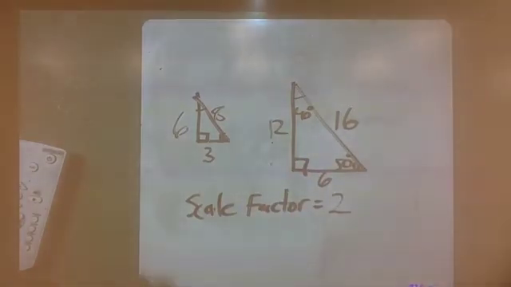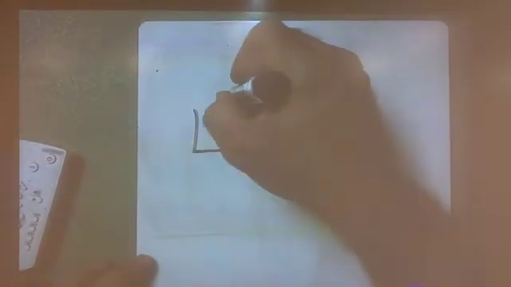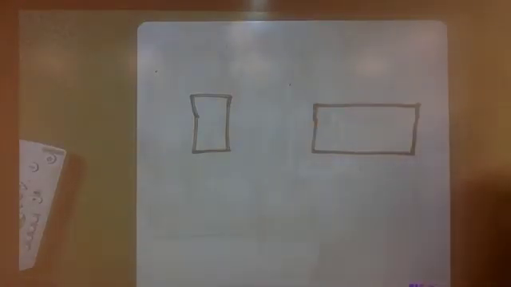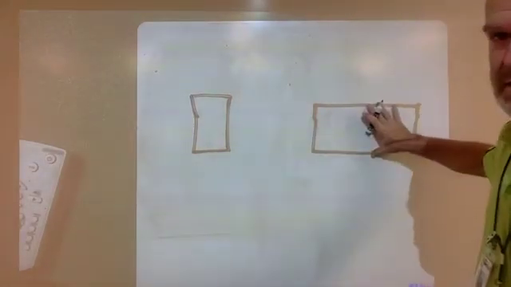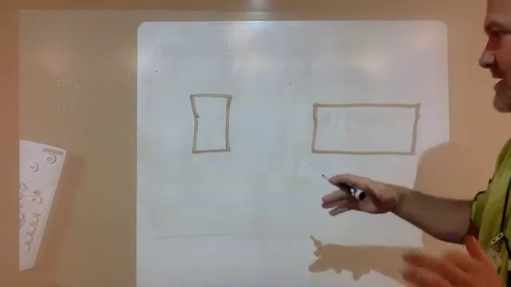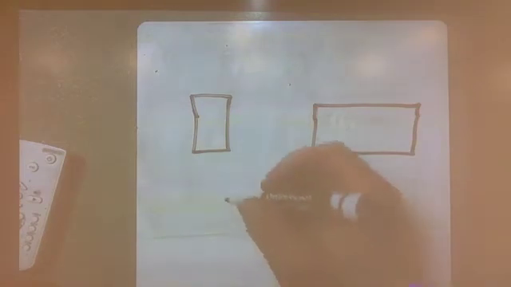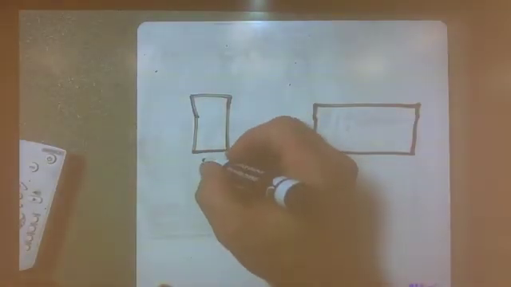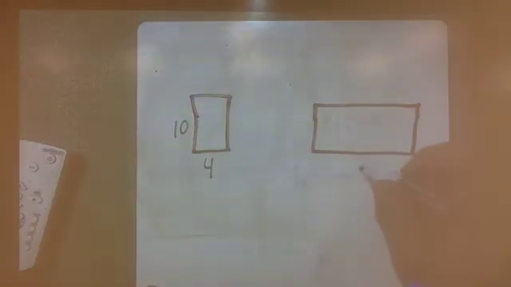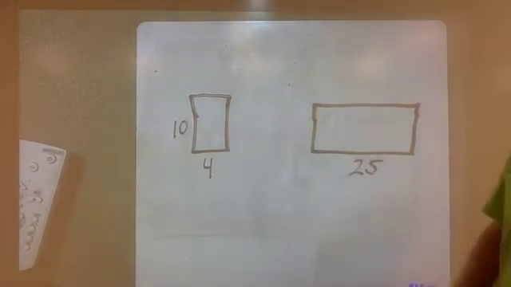Sometimes it's a little tougher when they don't give you the scale factor. They might give you something like this, a rectangle, and then another rectangle over here. So not only did this rectangle get bigger, it also rotated. So now it's a little trickier to see which side matches up with which. They're also not giving you the scale factor. They might give you something like this. This is 4 and this is 10. And this side is 25. And then they'll ask you, what is x? What is that length right there?